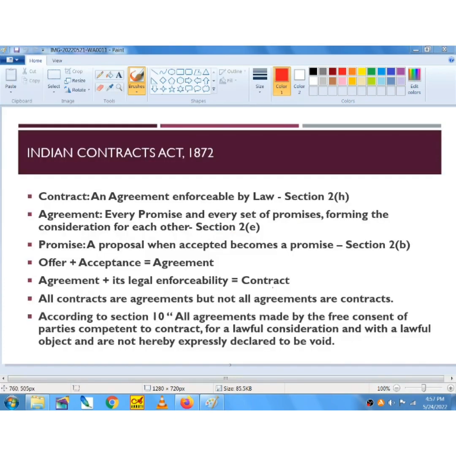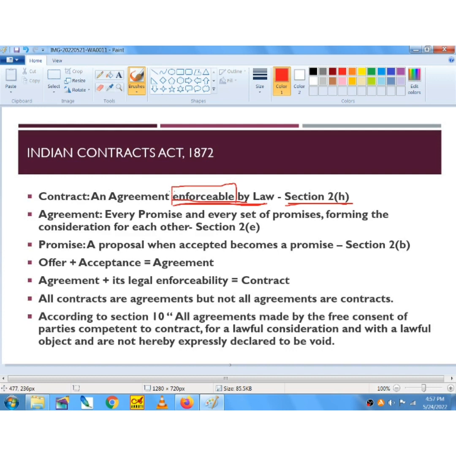So now we move on to the definition of contract. So contract is defined under section 2(h) as an agreement enforceable by law. The important term here is enforceable. Enforceable means you can approach the court of law and ask for it to be performed or ask for compensation or other legal remedies. But all agreements are not contracts because of some defect. The main thing here is enforceable. And all the contracts are agreements, but all agreements are not contracts.